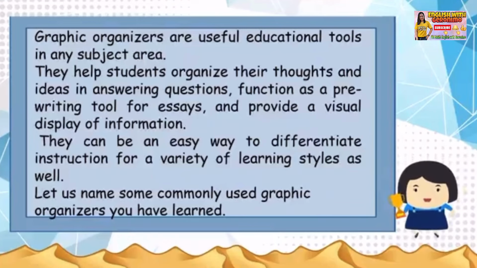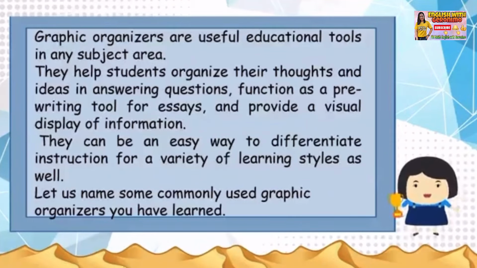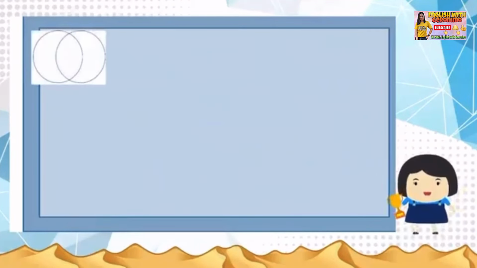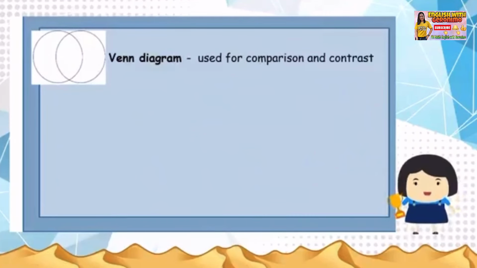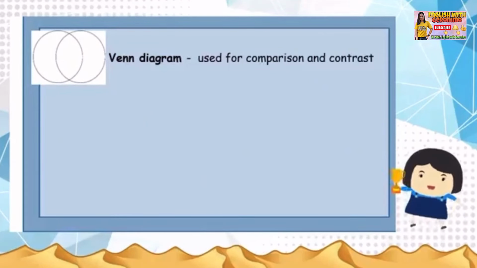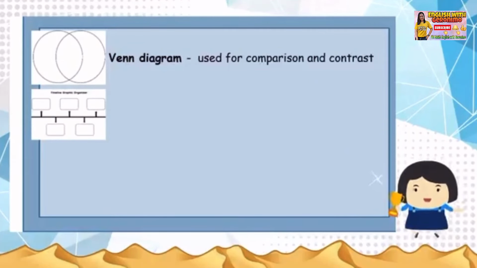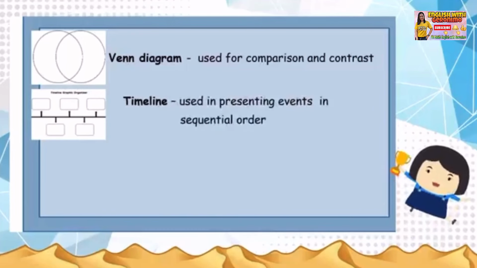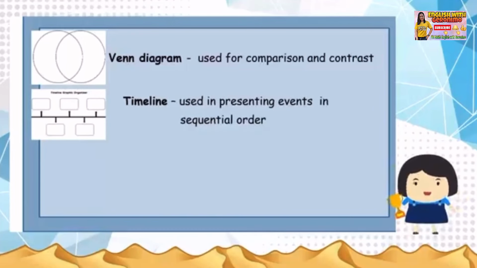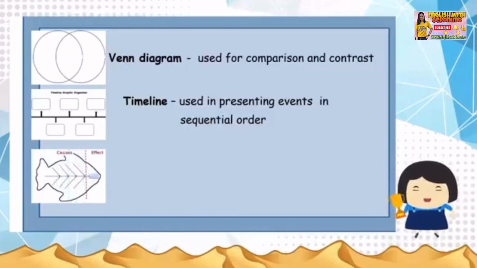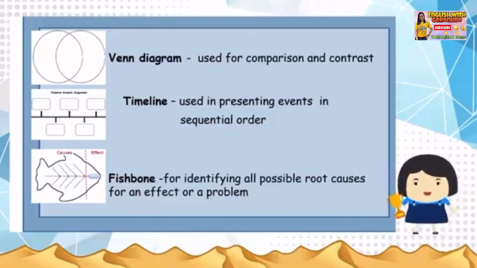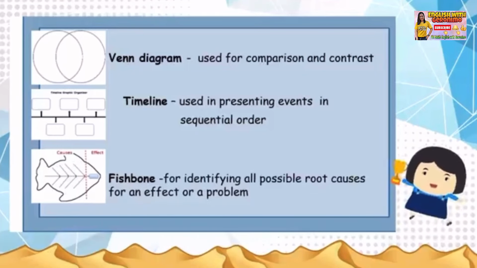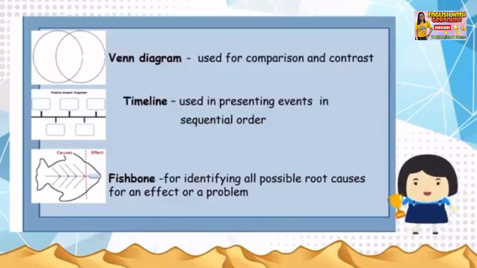Let us name some commonly used graphic organizers you have learned. First, yes, it is a Venn diagram. It is used for comparison and contrast. Next, where do we use timeline? Correct! Timeline is used in presenting events in sequential order. And lastly is fishbone, and it is used for identifying all possible root causes for an effect or a problem.